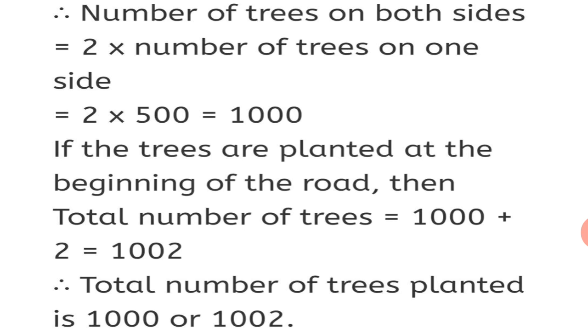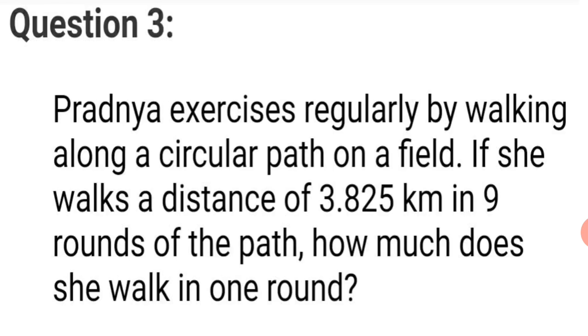If the trees are planted at the beginning of the road, then total number of trees will be how many? We didn't count what were planted at the beginning. We started directly with the interval. So if we count at the beginning of the road, we'll have to add 2 more, 1 on each side. So total number of trees is equal to 1000 plus 2 is equal to 1002. So final answer, total number of trees planted is 1000 or 1002. 1000 if you don't count the beginning and 1002 if you count the trees planted at the beginning of the road. Okay. So let's move to question number 3.